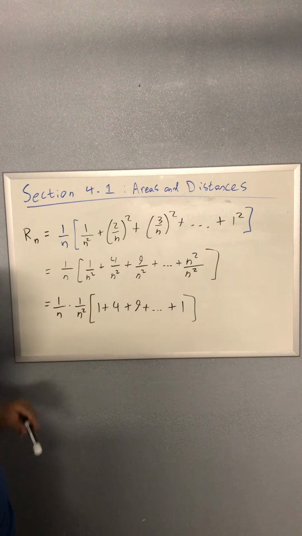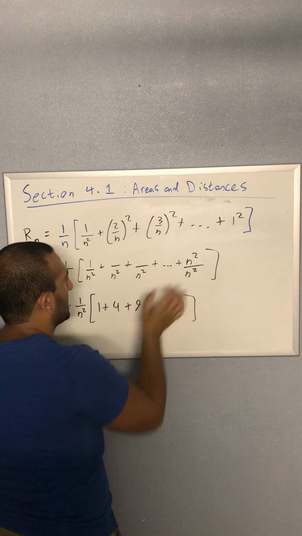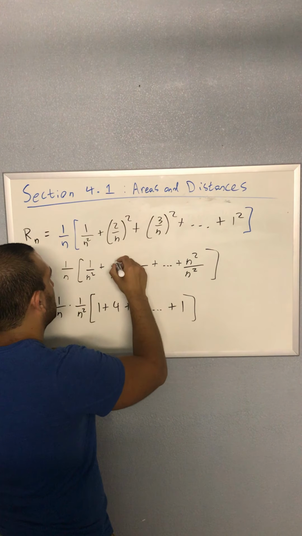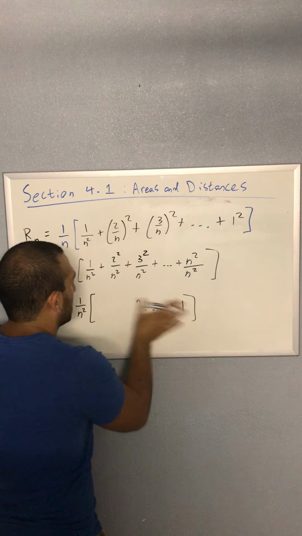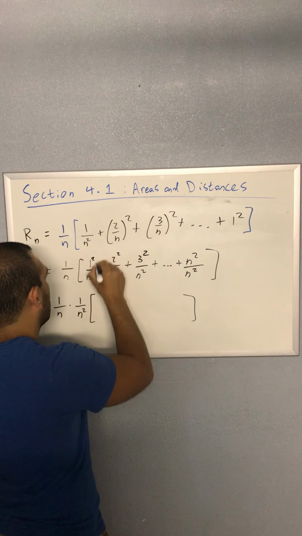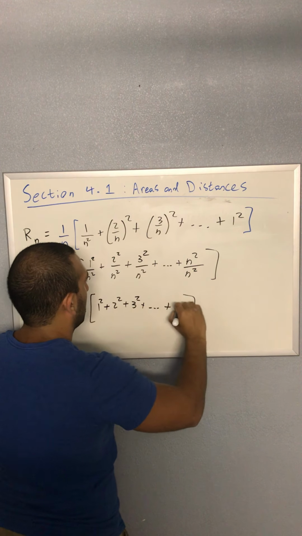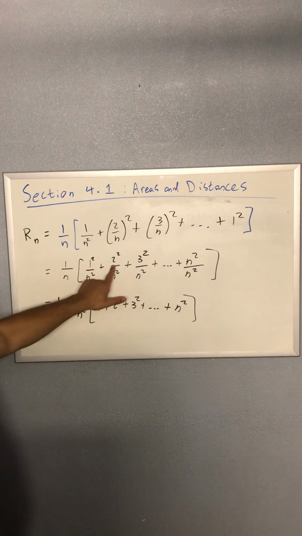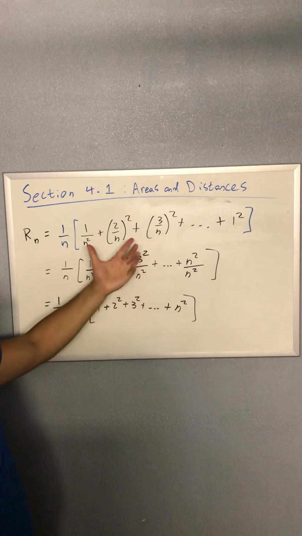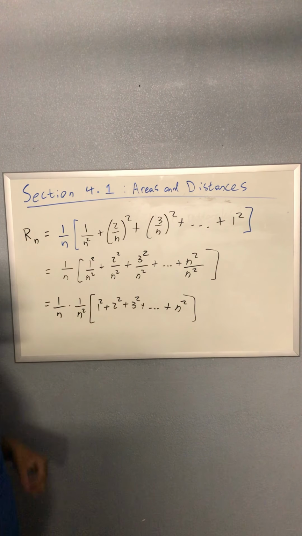Actually, I'm going to leave these numbers. Maybe this is a better way to do this: instead of writing this as 4, we'll write 2 squared, 3 squared, and so on. So let's redo this. This will be 1 squared plus 2 squared plus 3 squared up to n squared. Okay, maybe this is a better way of doing this. I said that this was 4, this is 9, but it's a little more convenient to just keep it as 3 squared and 2 squared and so on.